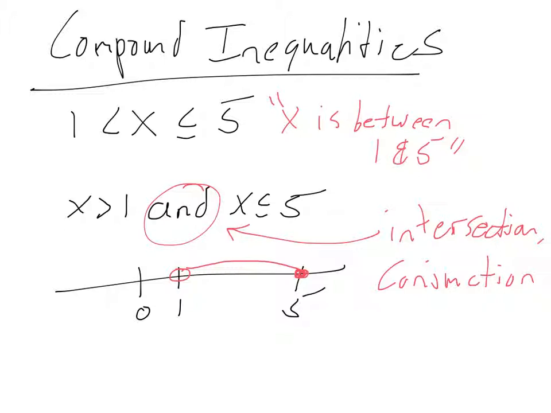And once again, if we made that or, then the set would be all real numbers. It would just be x is any real number, because if I take all the numbers in the set x greater than 1 and all the numbers in the set x less than or equal to 5, I have every number on the number line.